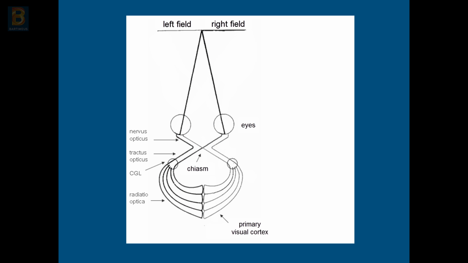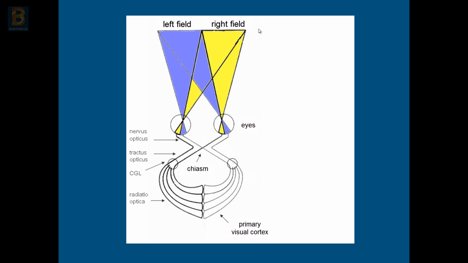To understand why someone can be blind in half of the visual field, we use this top view of the visual system. Here the eyes are located and they are looking at the outside world, which we divide in a left half field and a right half field. The right half field is imaged onto the left side of the retinas. The left half field is imaged onto the right side of the retinas.